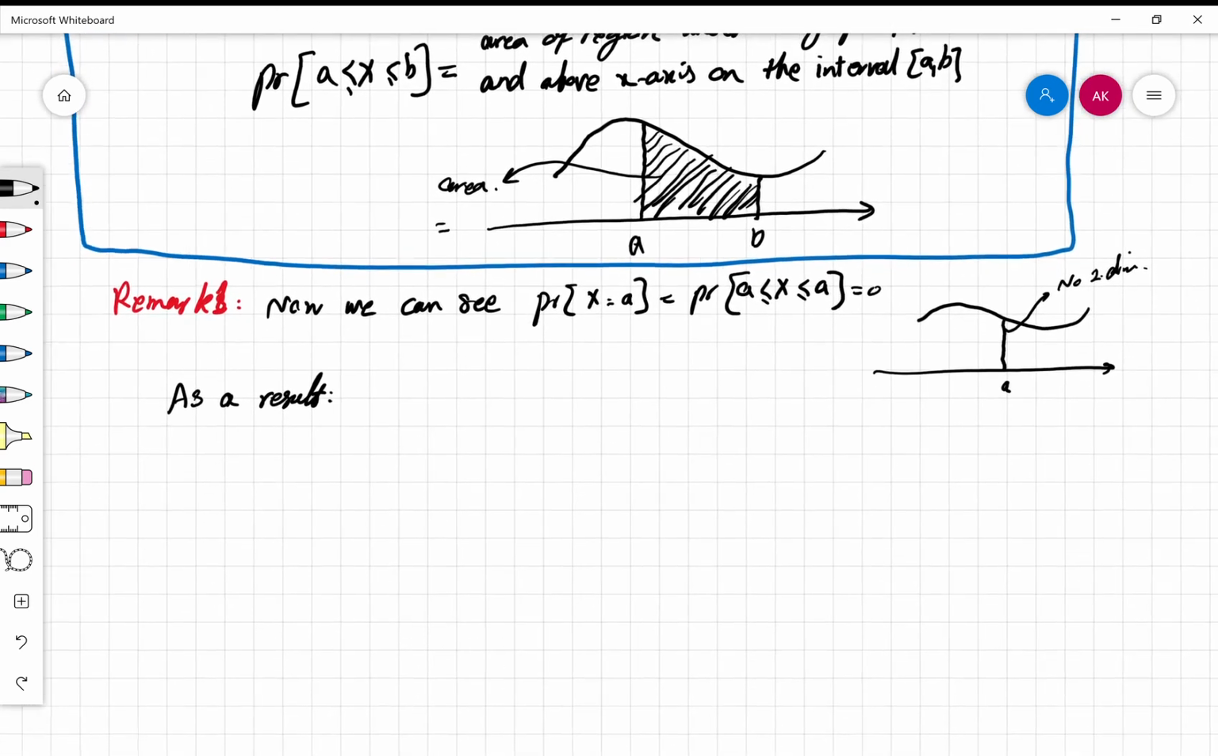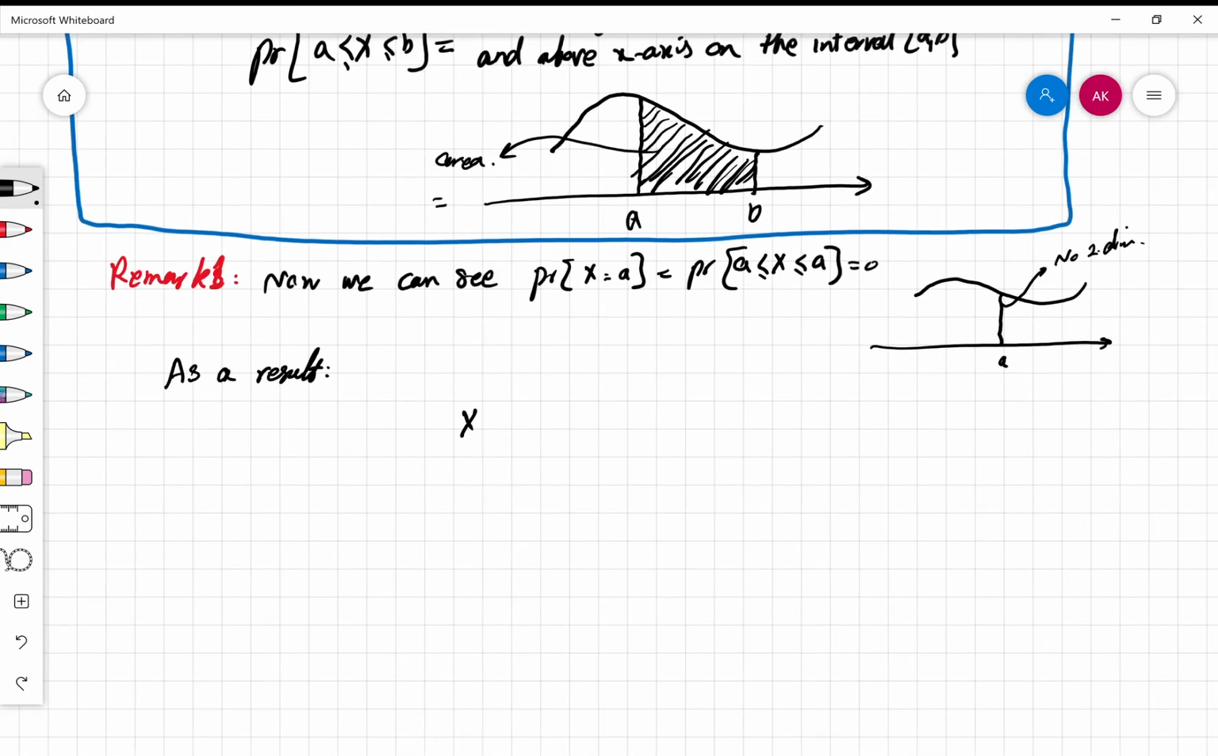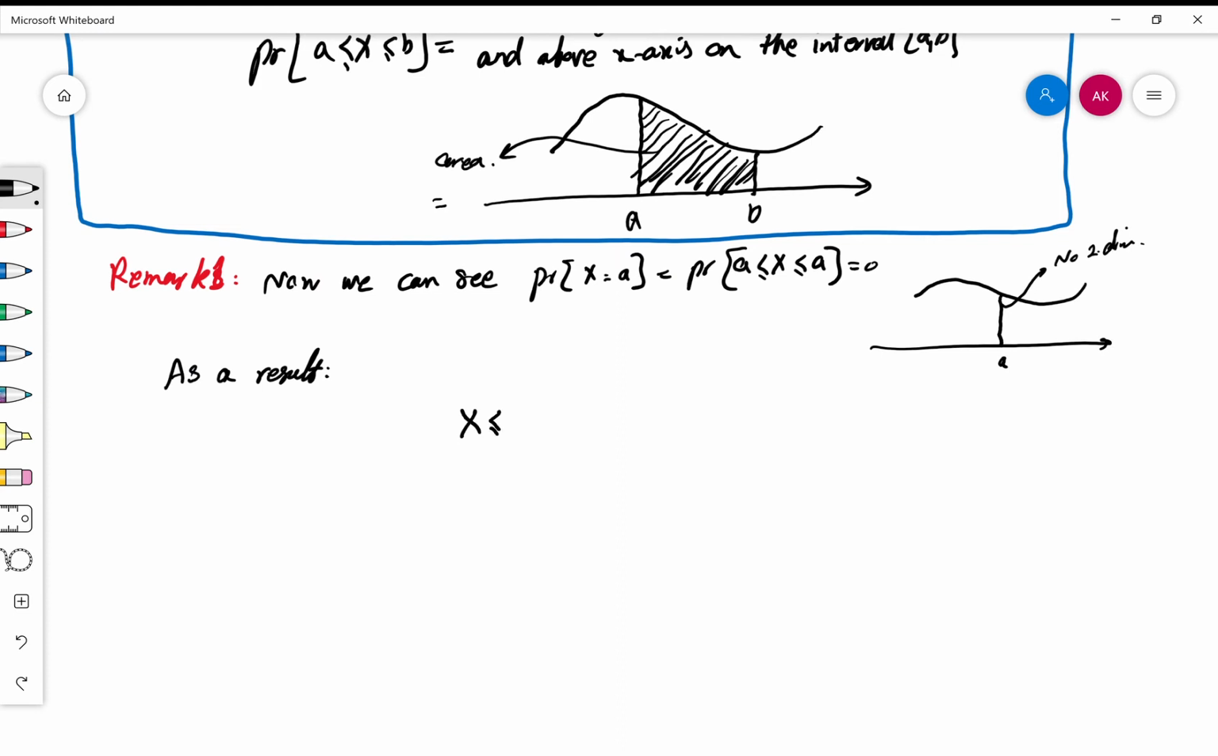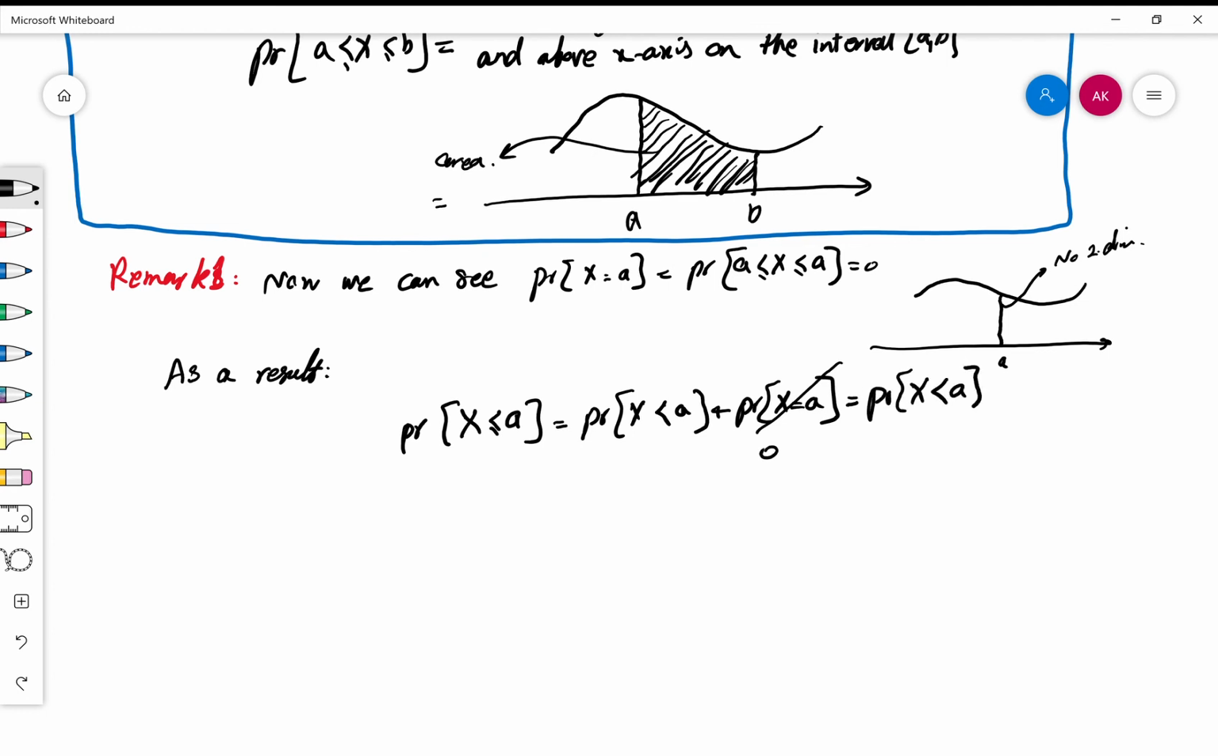unlike the discrete random variables, when you're trying to do, for example, probability of x being less than or equal to a, the probability of such a thing is the same thing as probability of x being less than a plus probability of x being equal to a. But this part is 0, so you see that probability of x less than or equal to a is the same thing as the probability of x being strictly less than a.